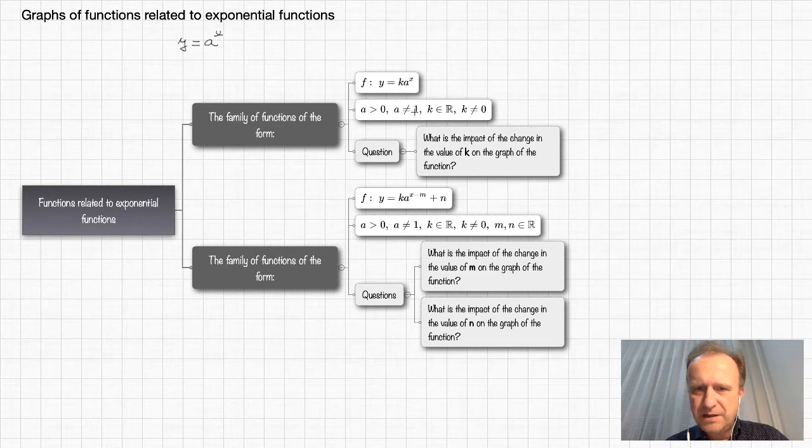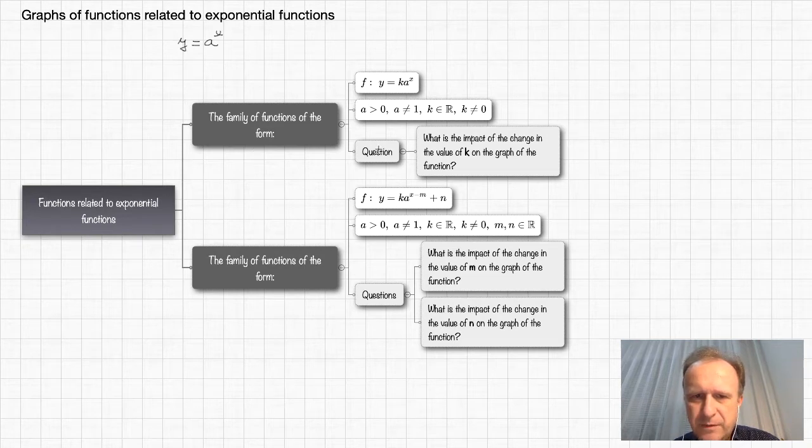The number k here is a real number which is different from 0, because if it was 0 it would not be interesting. The function would be a constant 0, so nothing interesting there. So these are the conditions we suppose are true for the coefficients. The base a has to be positive and not equal to 1, and the coefficient k in front of a to the power of x is different from 0.